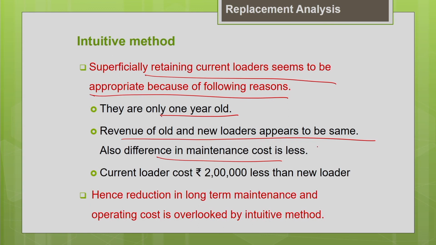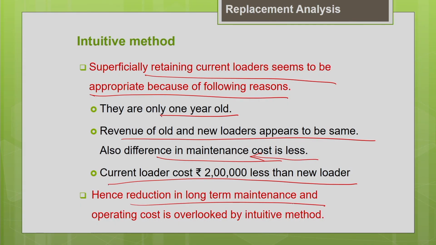If you work it out, you can easily find that there is a saving in the maintenance cost in the long run. Another important thing to be noted is the current loader cost is 2 lakh less than the new loader, that is the proposed one. So, when we go by the intuitive method, the reduction in the long-term maintenance and operating cost is overlooked. As I told you, every year we are able to save at least 20,000 in the maintenance and operating cost if you go for the new loader. That we are overlooking here in the intuitive method.